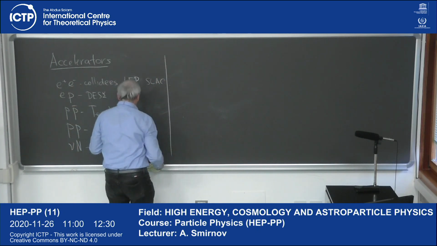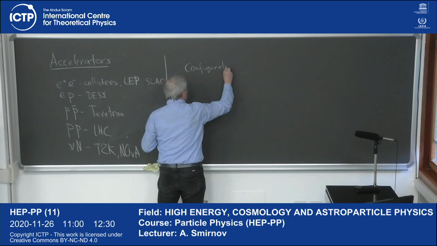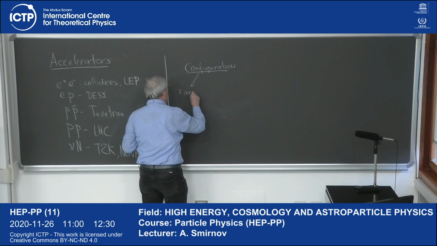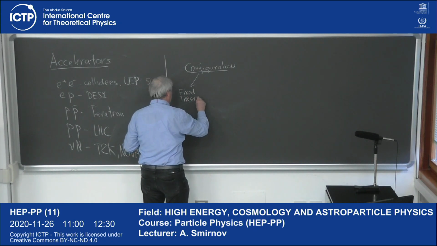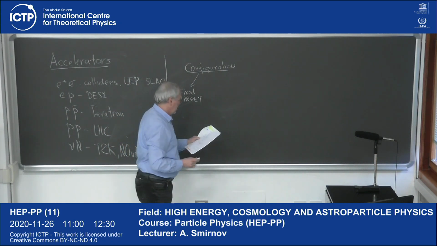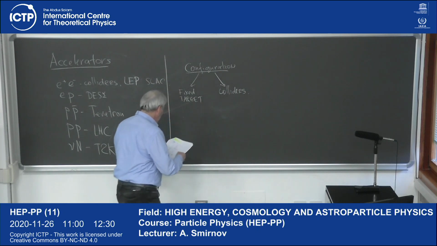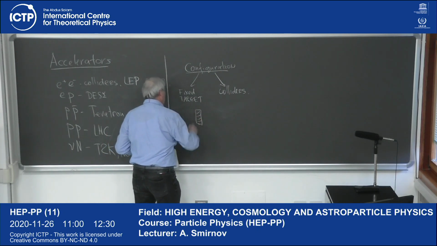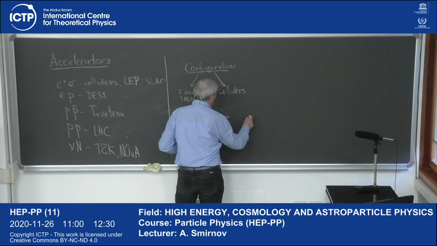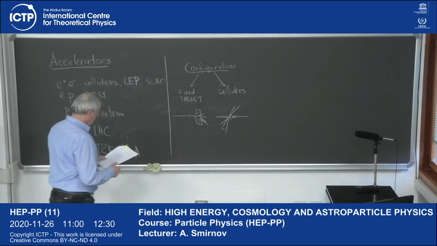Now, a further classification is the configuration of the experiment. There are two configurations. One is fixed target, when we have an accelerated beam which hits the target, which is staying at rest as a piece of material, and then we see what is produced. The other is colliders. Here we have acceleration of both colliding particles, and so we have some secondary particles and observe them.